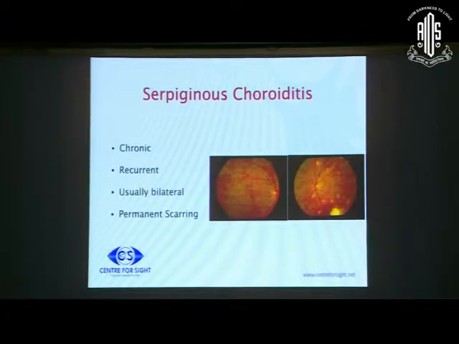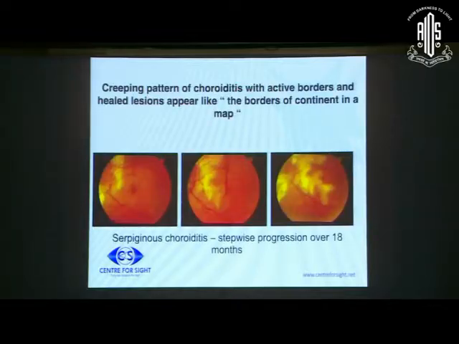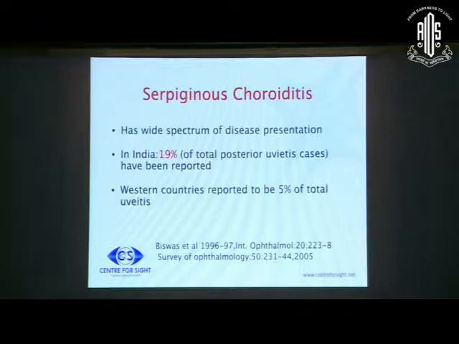The lesion is called serpiginous because of its ability to creep. The newer lesions keep developing at the border of the older lesion, so that over follow-up you can make out the lesion extending from the disc, moving further into the macular area along the arcades, spreading around towards the edge of the macula or even to the equatorial side. So that is why the lesion is called serpiginous choroiditis. It appears like the borders of a continent in a map. It has a wide spectrum of disease presentation.